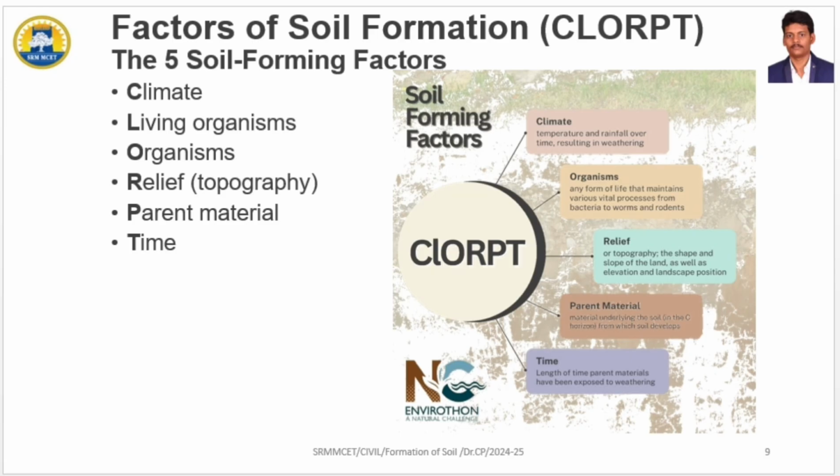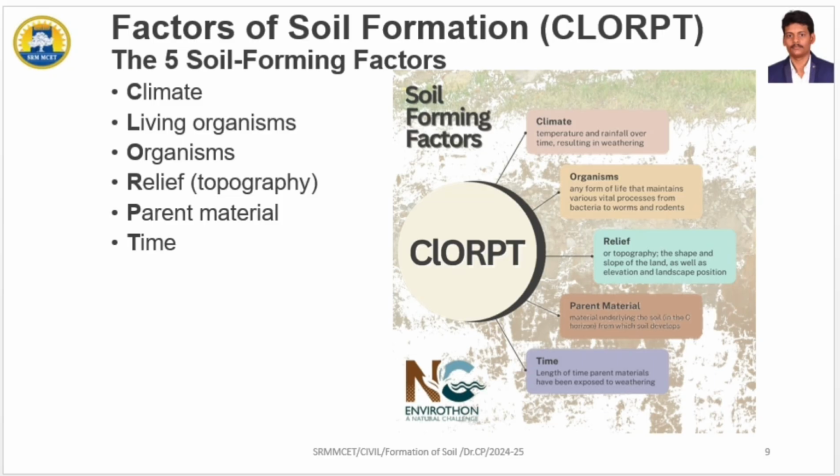So what are the factors influencing soil formation? Soil formation is influenced by five key factors often referred to as the CLORPT model, that is climate, living organisms, relief, parent material and time. In climate, temperature and precipitation play a significant role in soil formation. For example, warm and wet climates accelerate chemical weathering, while cold climates promote physical weathering. In parent material, the type of rock or sediment from which soil is formed determines its mineral composition and texture.